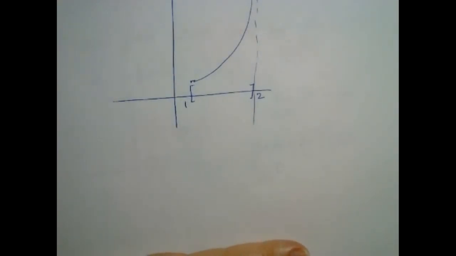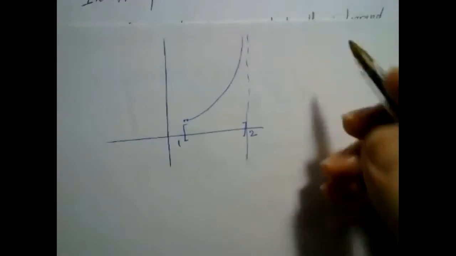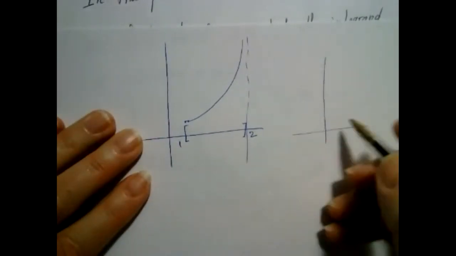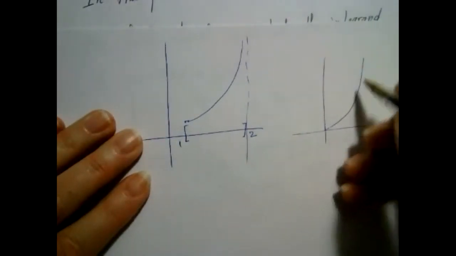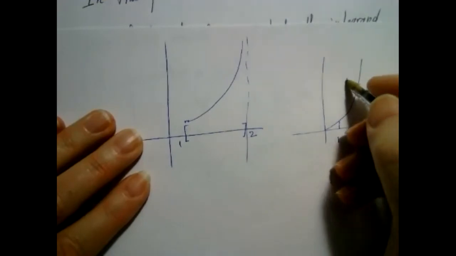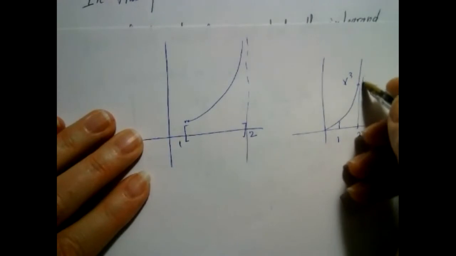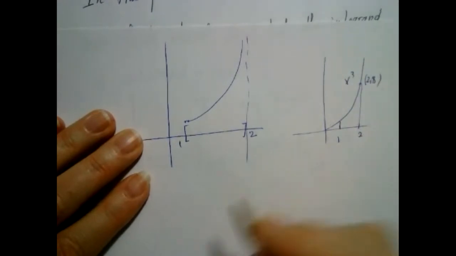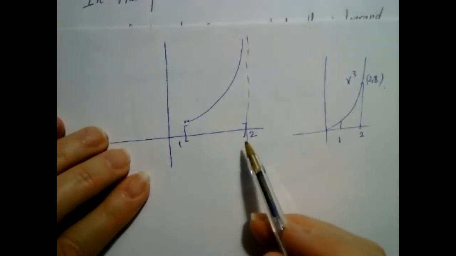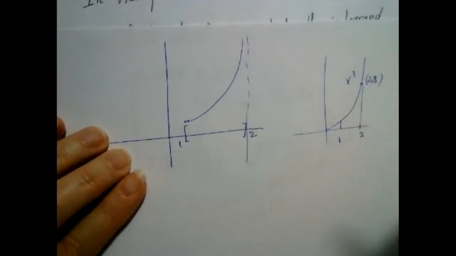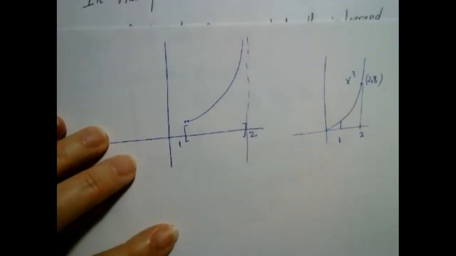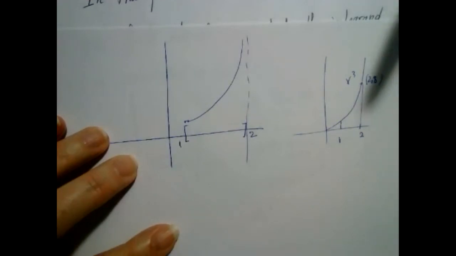X cubed? No. Why not? Because x cubed has no problem at 2. It keeps going like that. If this is 1, this is your x cubed. If this is equal to 2, x cubed will be 8. I want it to blow up at 2, because I want the function to go to infinity at 2. That's really my issue here.